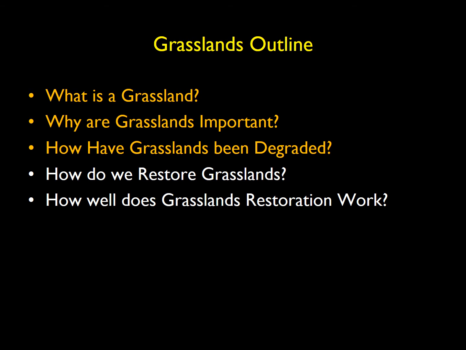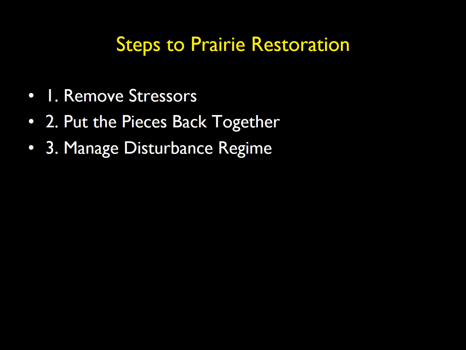All right, so how do we restore grasslands then? For the most part, we're talking about restoring agricultural land to native grasslands. So there's three steps, and I think this applies to a lot of our restoration scenarios, right? The first thing we have to do is remove the stressor, remove the activity that's caused it to be degraded in the first place. Then we want to bring those pieces back together. We need to bring the parts, the components of the ecosystem, back and put them there.